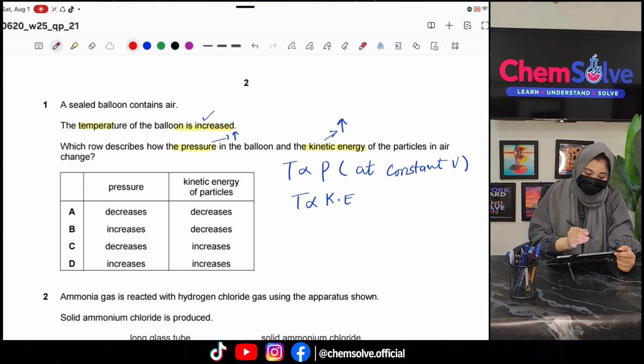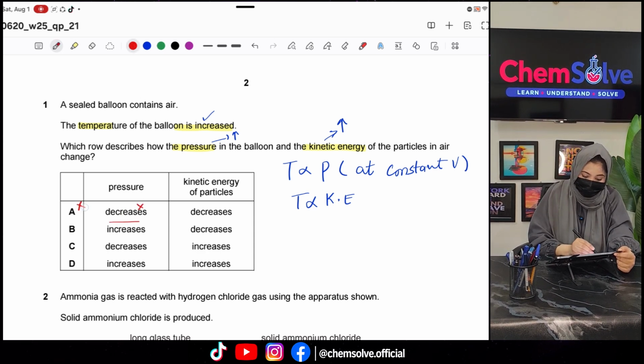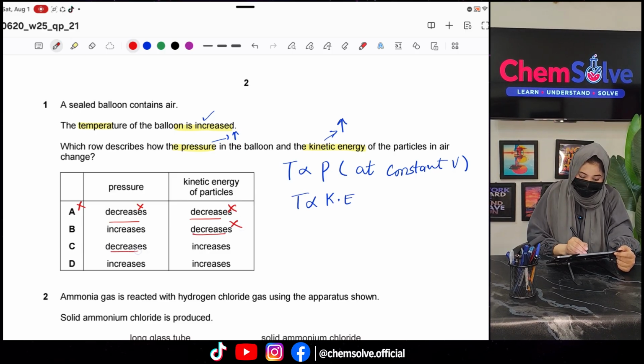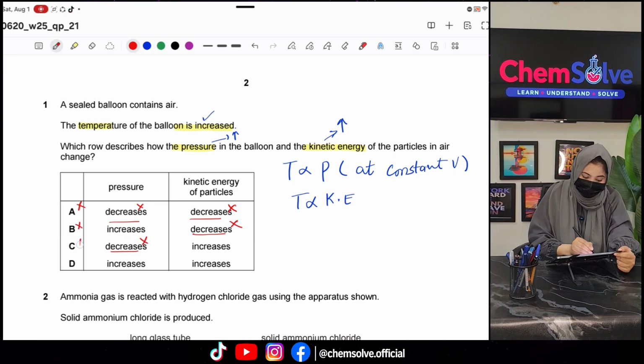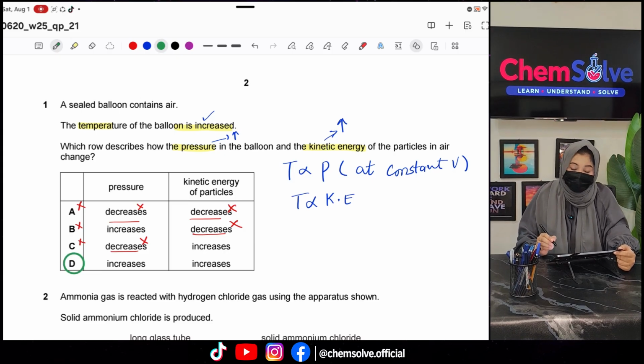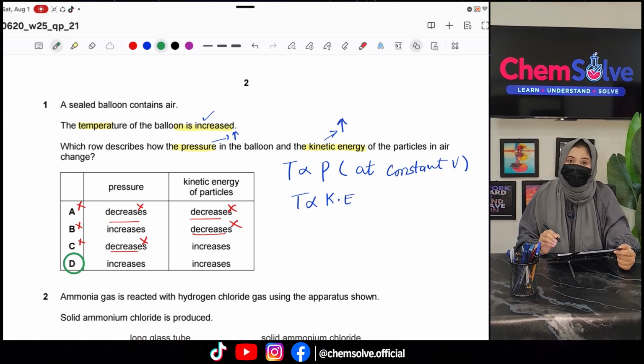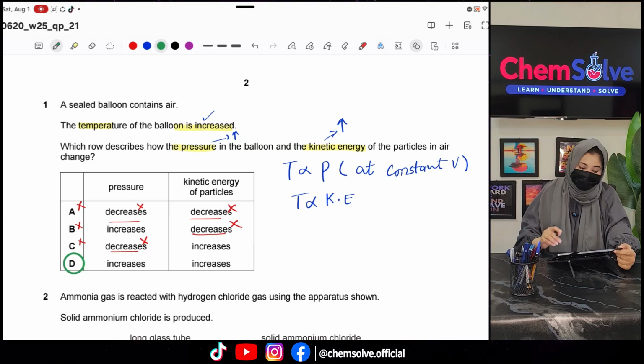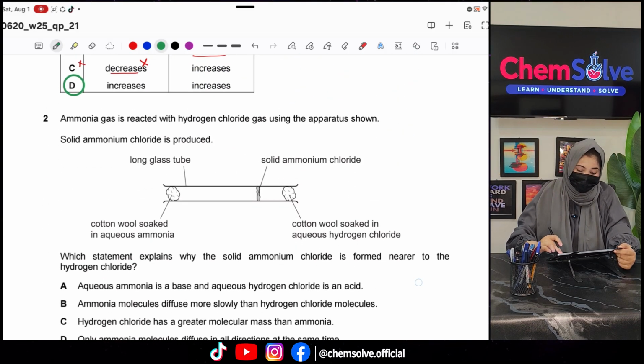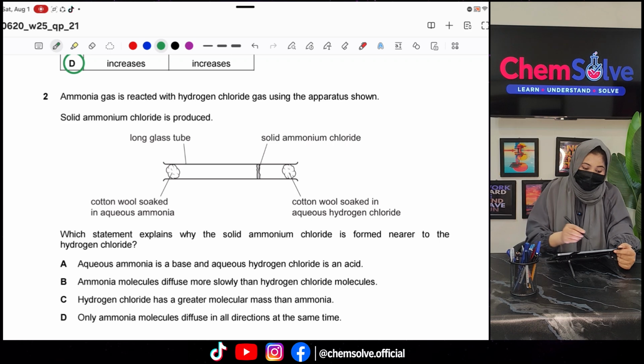So option A says pressure decreases. Of course not. It says kinetic energy decreases. No. It says pressure decreases. No. So I will choose the answer D. This is the correct option, because with the increase of temperature, both the pressure and the kinetic energy will increase. I hope it makes sense to you. Okay, now the next question.